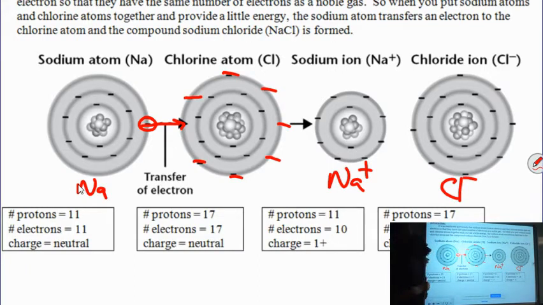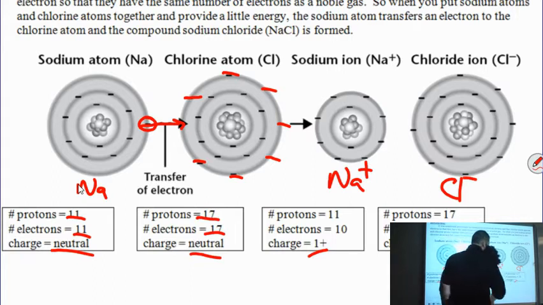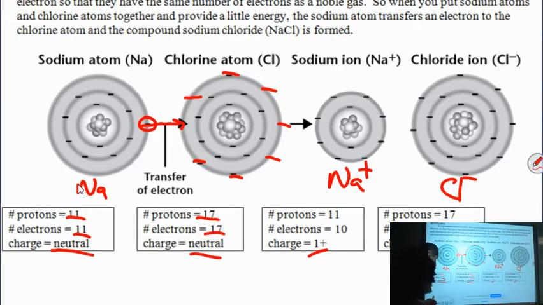When you put sodium atoms and chlorine atoms together, they provide a little energy. The sodium atom transfers an electron to the chlorine atom, and the compound sodium chloride is formed. So 11, 11, this is neutral. 17, 17, this is neutral. But when the sodium gives up an electron, it gets a positive 1 charge. When that chlorine takes on an electron, it gets a negative 1 charge.